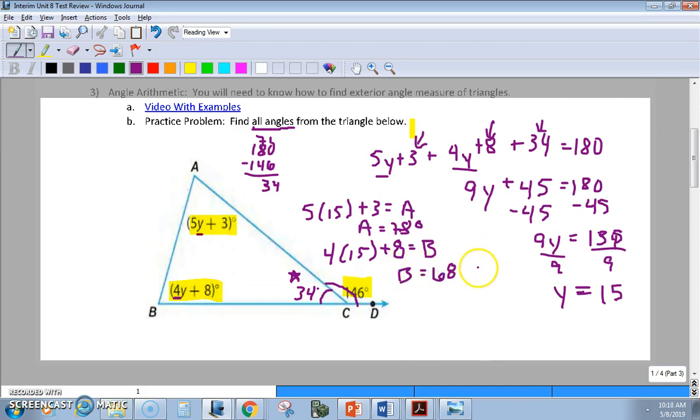So we can check ourselves, because 78 and 68 and 34, all of our angles should add up to be 180, right? So 8 and 8 is 16 plus 4 is 20. Carry the 2. 7 and 6 is 13... let's do the 7 and 3 is 10, plus 6 is 16, plus 2 is 18. So 180. So yay, we're correct. The other way, I won't actually solve it for you, but if you wanted to set it up, you should get the same thing. It would have been 5y plus 3 plus 4y plus 8 should have been equal to 146. Okay.